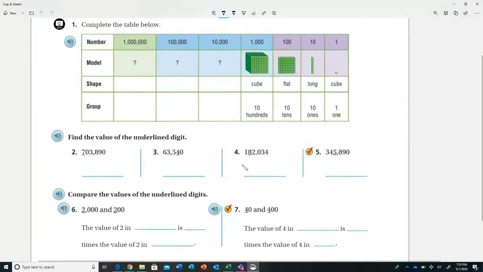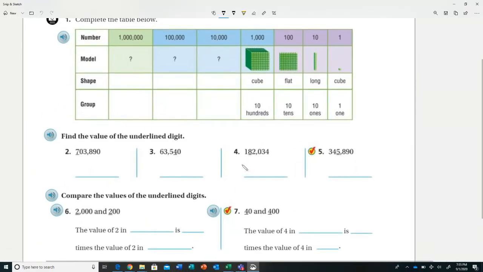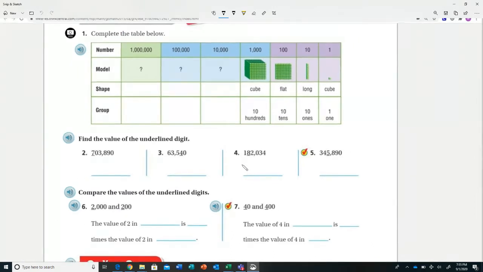Just making this so I can now edit on here, and we're going to fill in this chart. Now charts like this are very helpful. They give you a visual of what things are going to look like. So when it says to complete this, we're looking for a pattern on how it's counted.